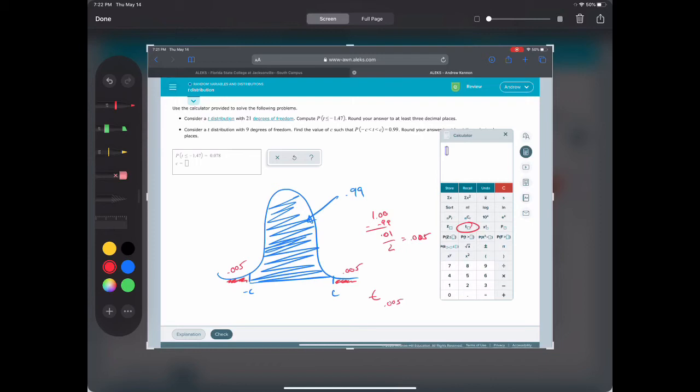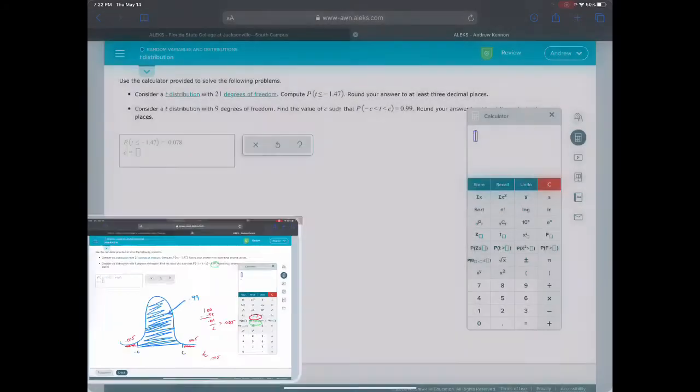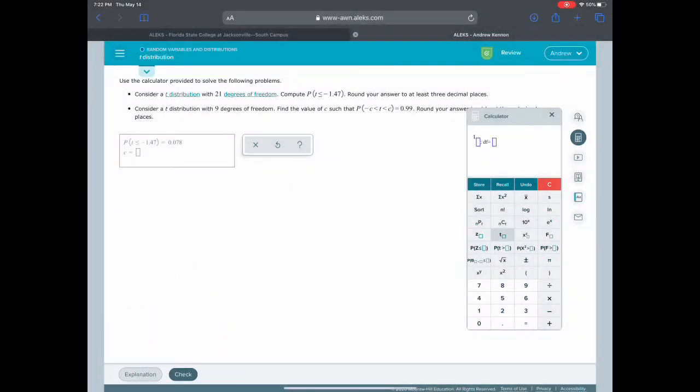We used the other button before because we were trying to find the probability. This one gives us the probability, and we're trying to figure out what t is, so we use the opposite. So we come here and do t of 0.005, because again, 100% minus 99% is 1%. Cut that in half, so it's 0.5%.